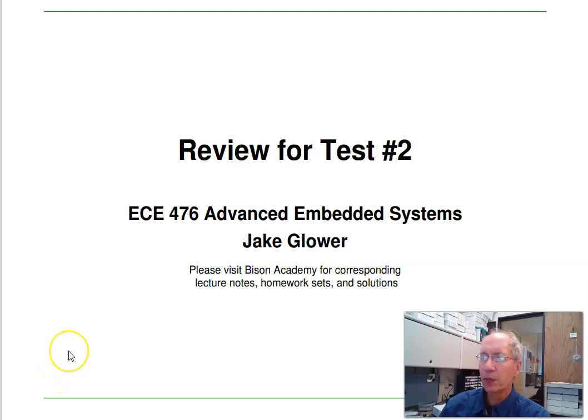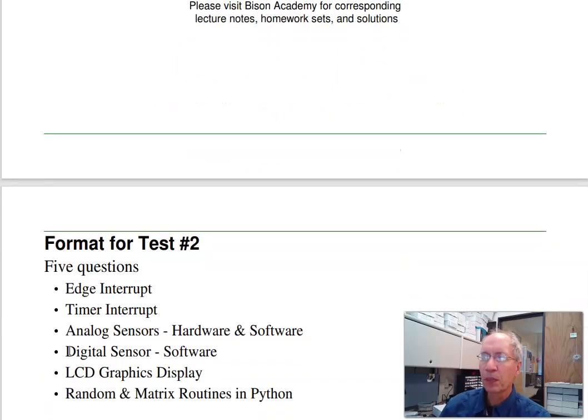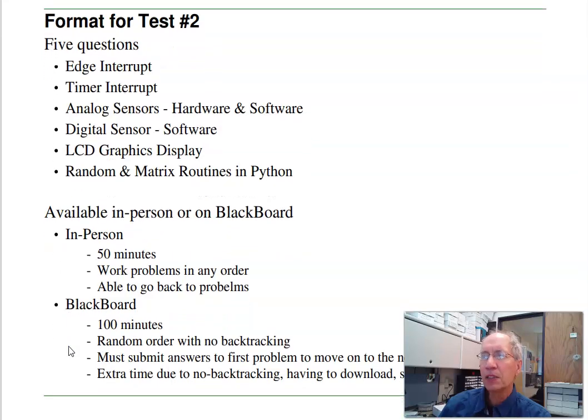Here's a review for test number 2. In test number 2, you can expect 4 or 5 questions covering the following topics. Since the last test, we covered edge interrupts, time interrupts, analog sensors, both in terms of hardware and software, digital sensors, mostly using software, LCD graphics, and random and matrix libraries and routines.